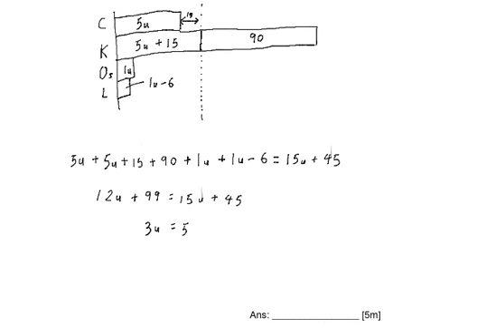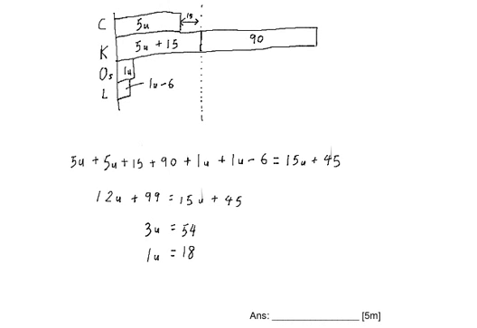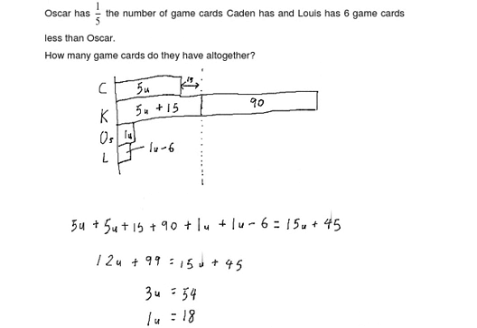Anyone do not understand how I get these 3 units equals to 54? Everyone can understand how I get this 3 units. So, with that, I can find my 1 unit, which is 54 divided by 3, right? Which gives me 18. So, let's go back to the question again. They ask, how many game cards do they have altogether?